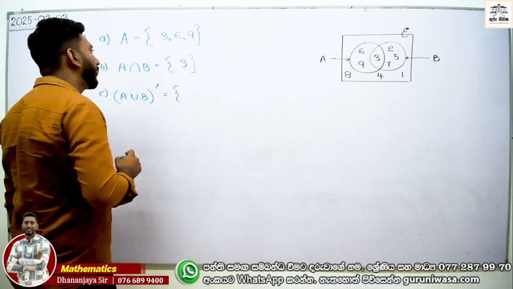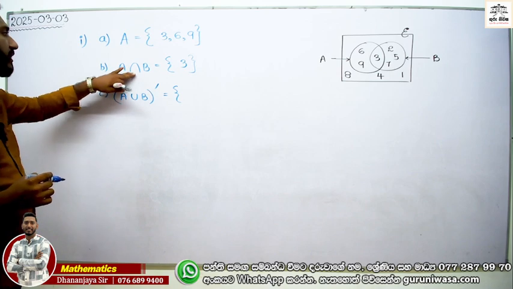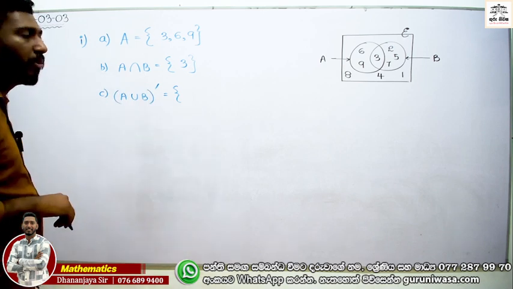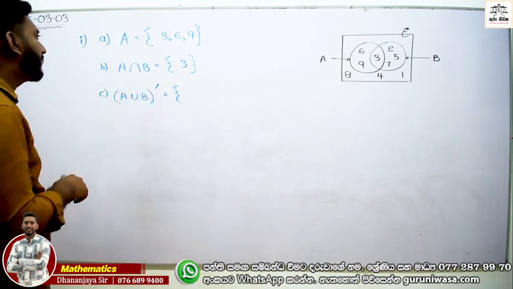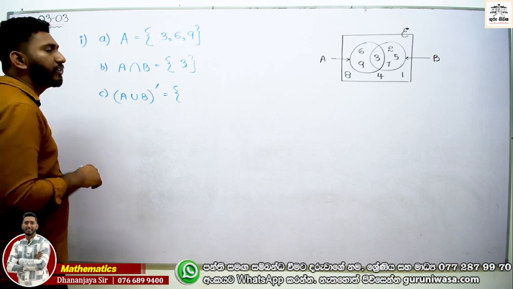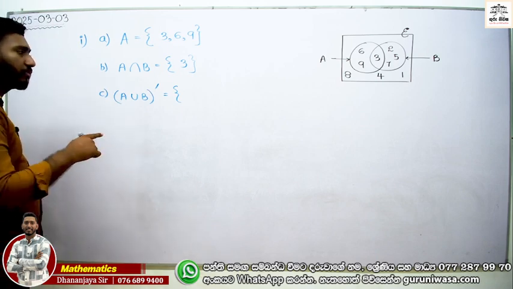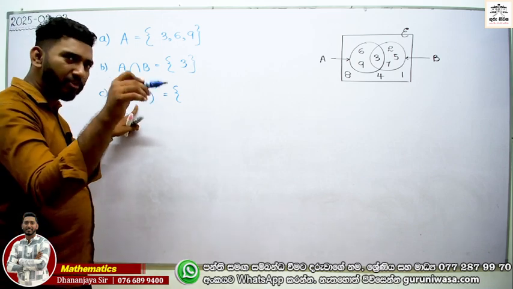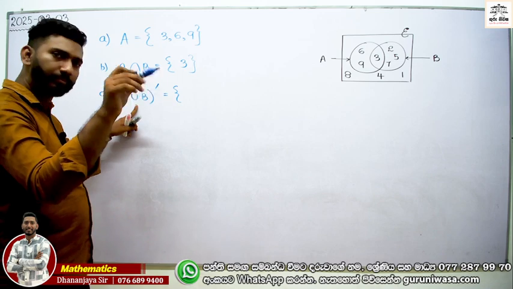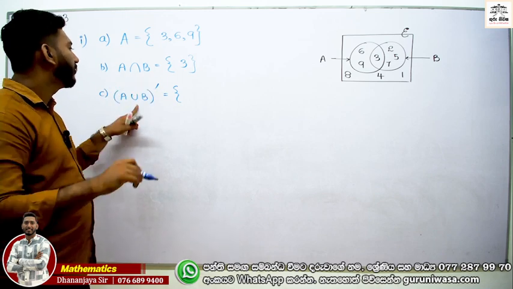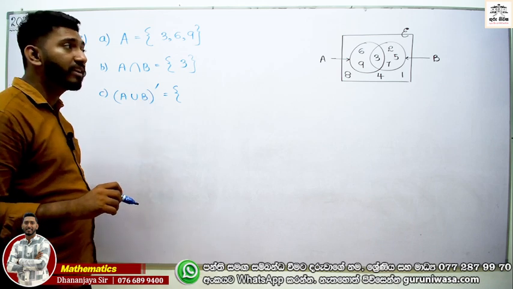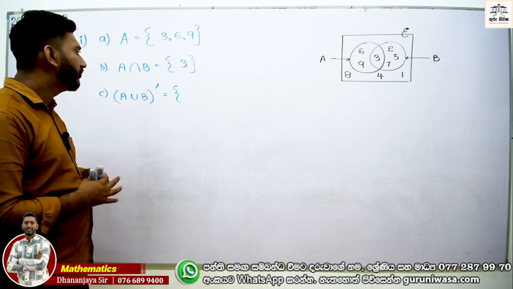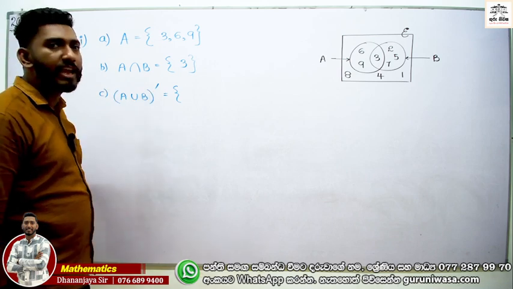Just 3. A intersection B is a closed shape, not an open one. A intersection B becomes 3. And the next one is the complement of A union B. Union is open, like U. Therefore, we need to write all elements of A and B.